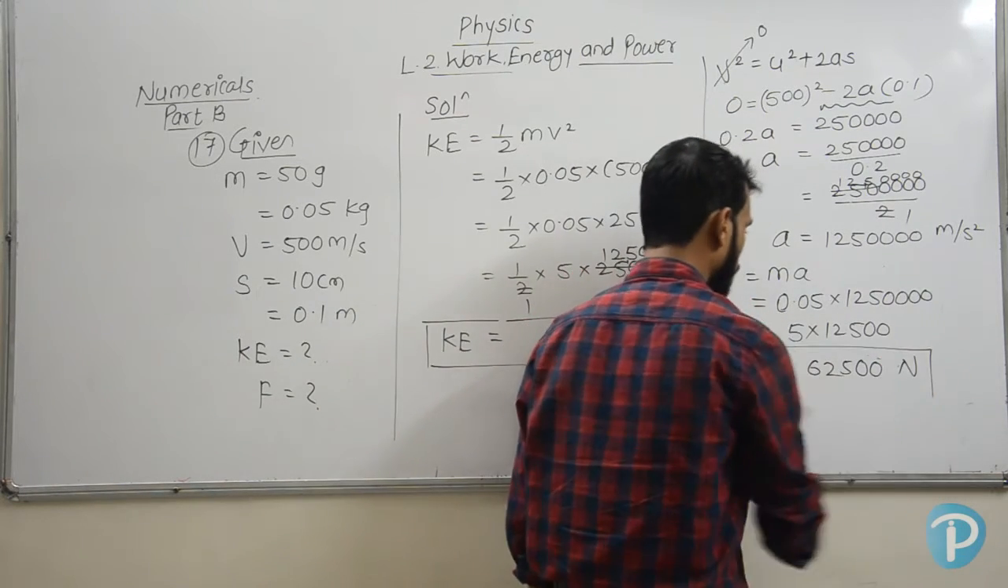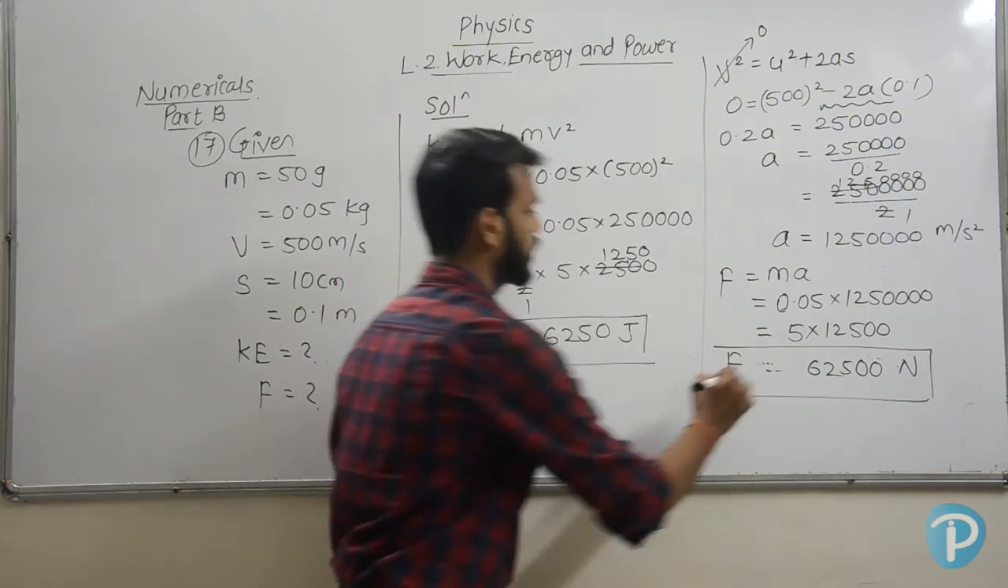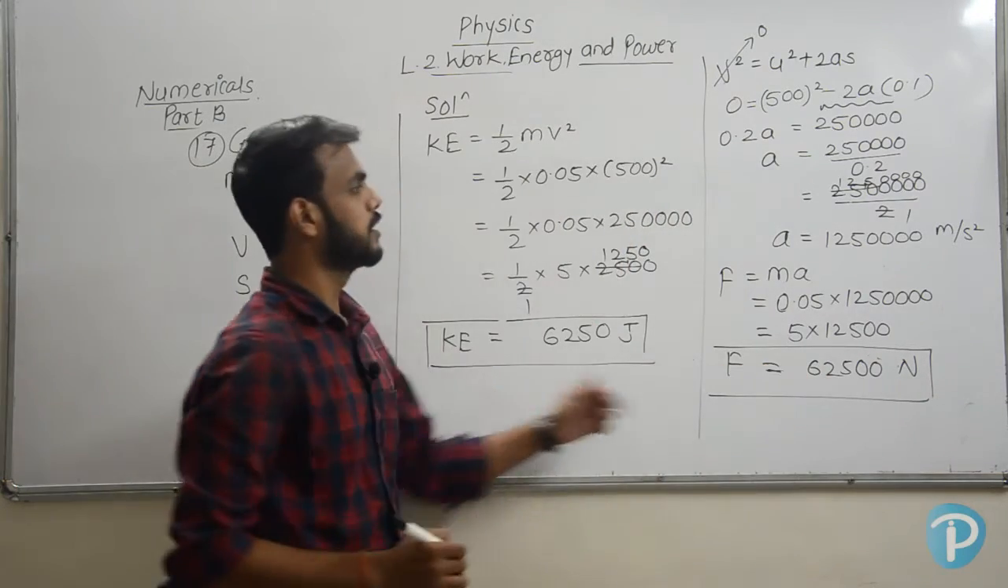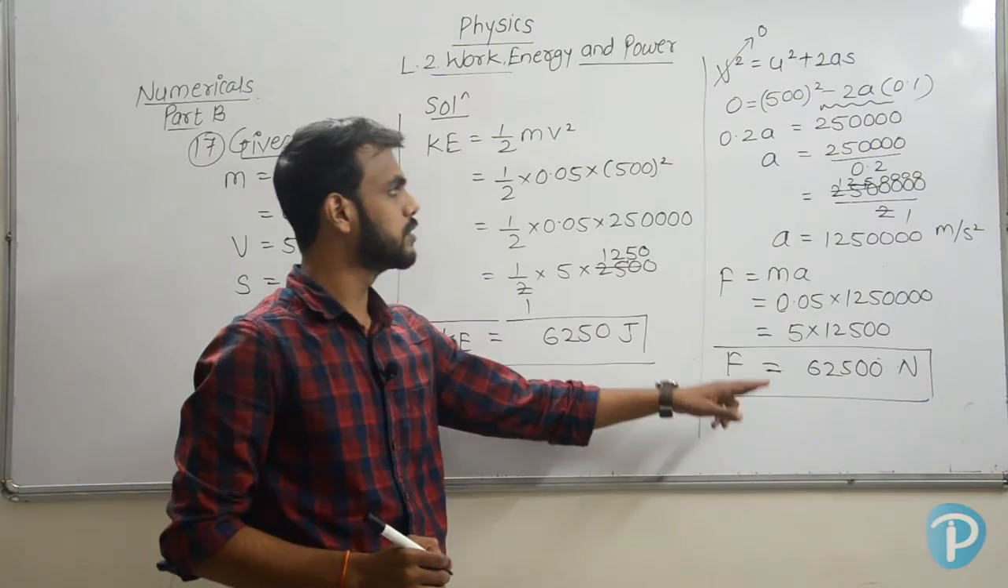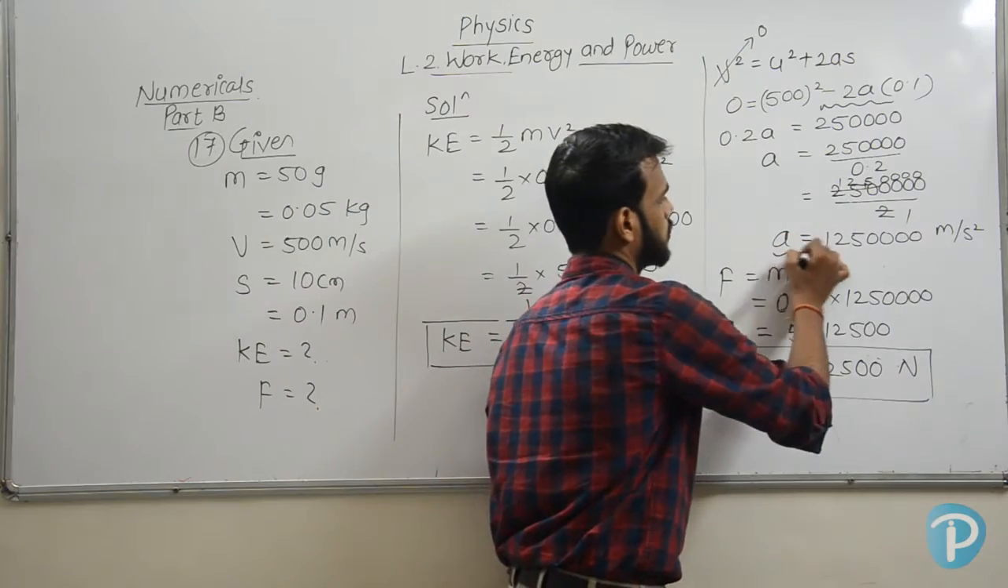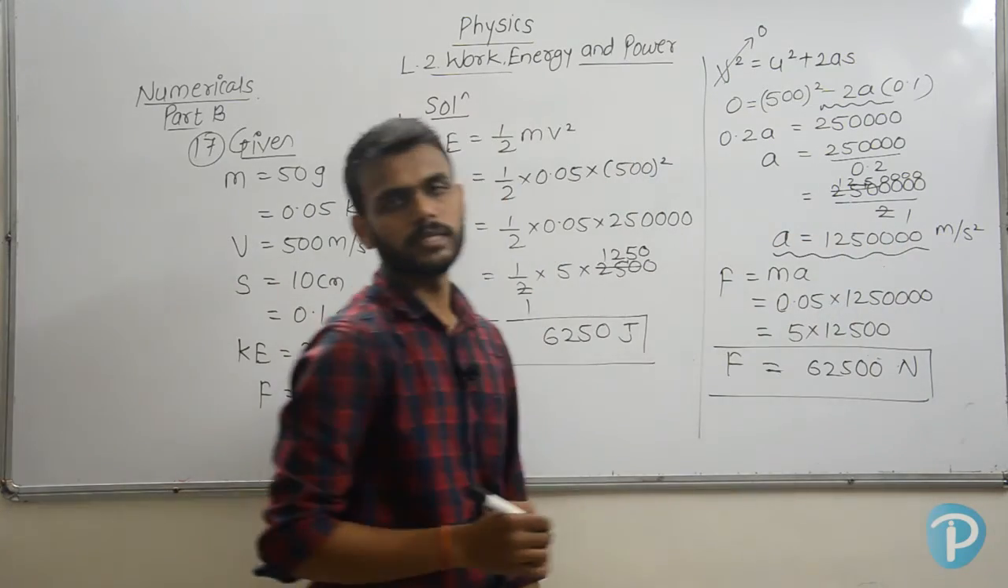So in this way we have calculated the kinetic energy of the bullet and the retarding force given by the target.